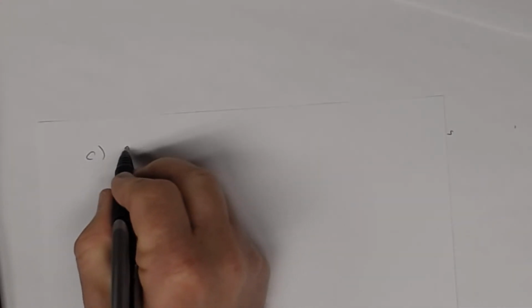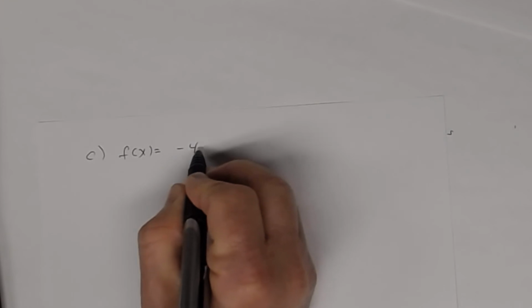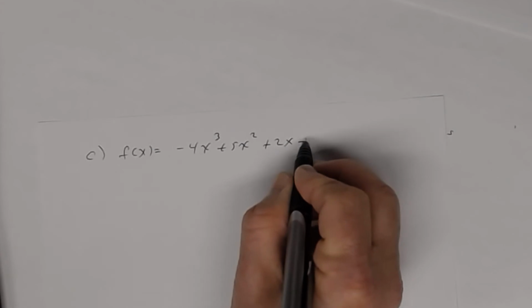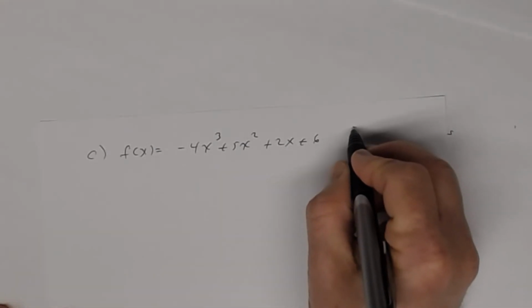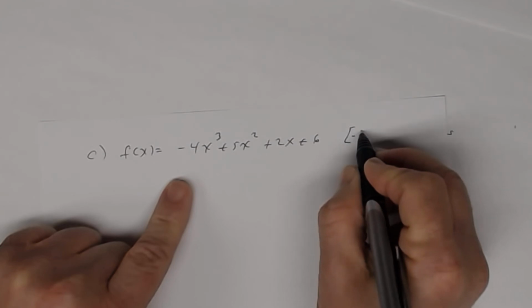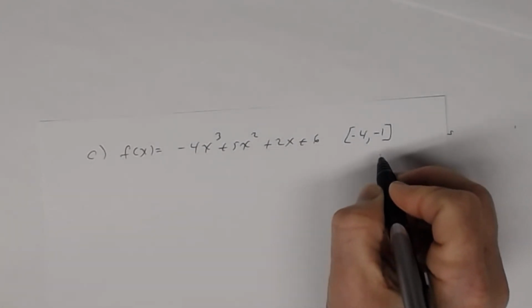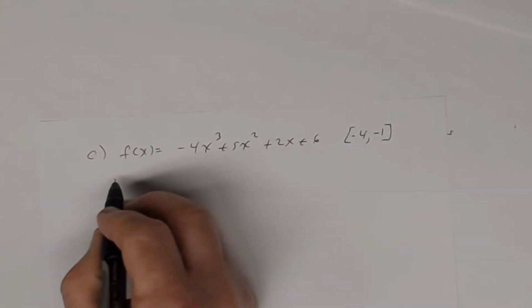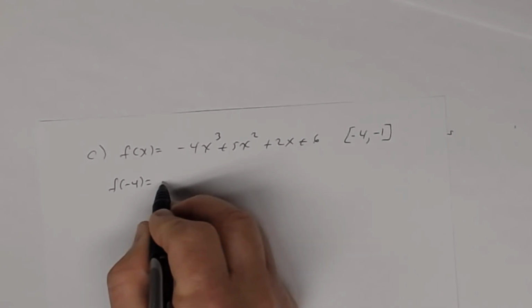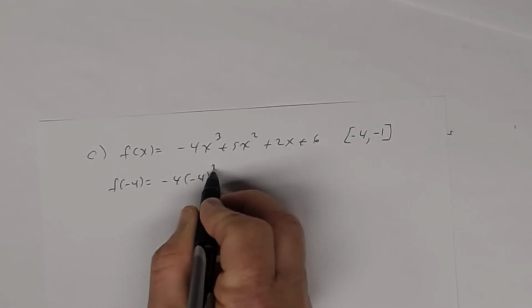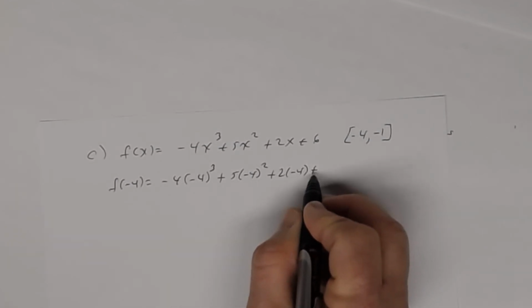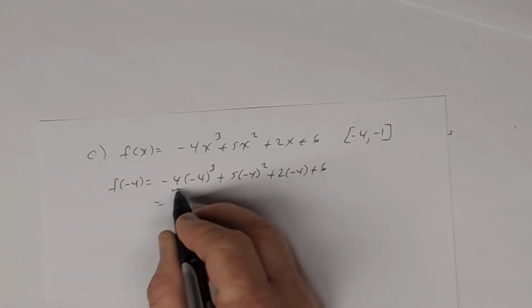In C, we have this function, f of x is equal to negative 4x cubed plus 5x squared plus 2x plus 6. So I want to see if the intermediate value theorem will guarantee a 0 between negative 4 and negative 1. So we have to find the y value for each of those points, negative 4 and negative 1. So f of negative 4 will be negative 4 times negative 4 cubed plus 5 times negative 4 squared plus 2 times negative 4 plus 6. All right, so let's go ahead and figure out this right here.